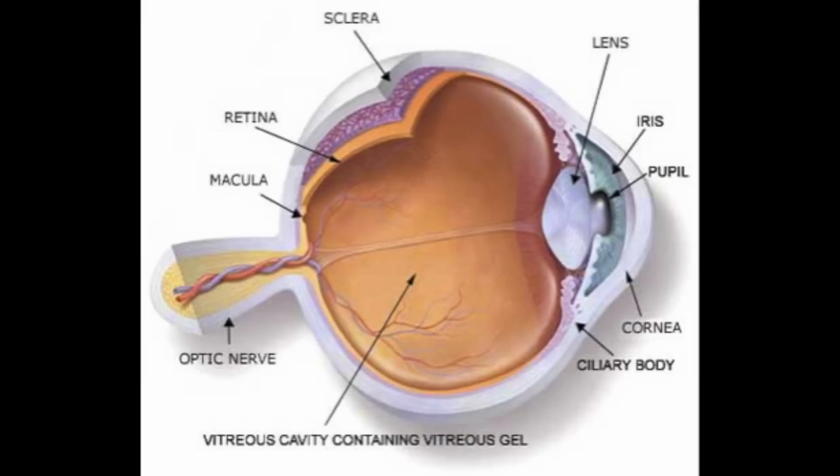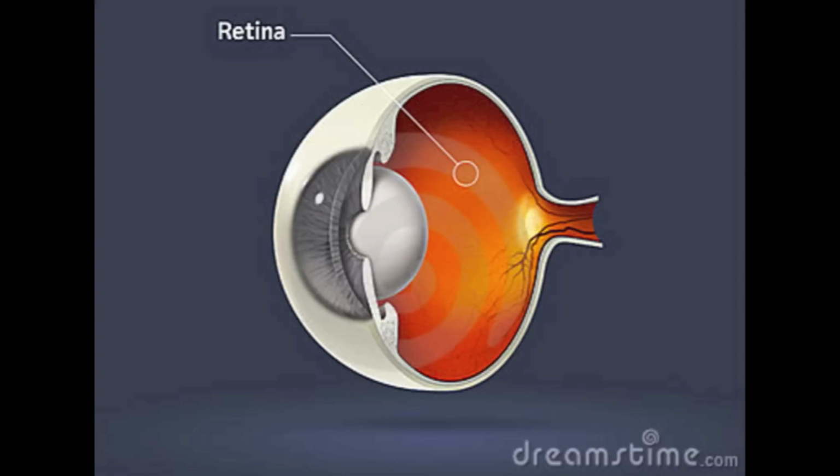The retina is the innermost layer of the eye and the location of photoreceptors known as rods and cones. It is also where visual information is received.